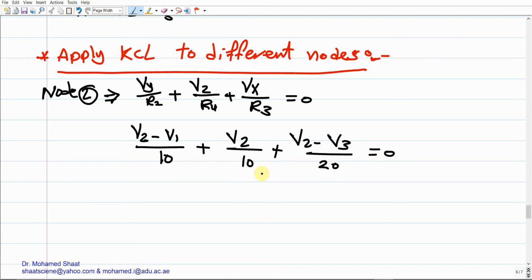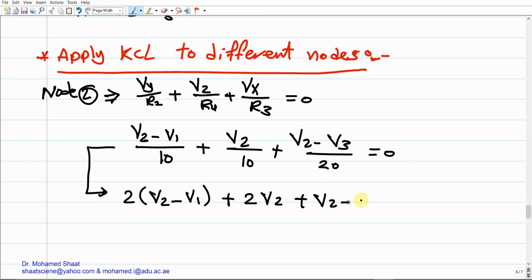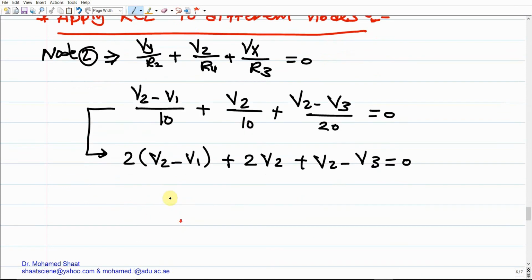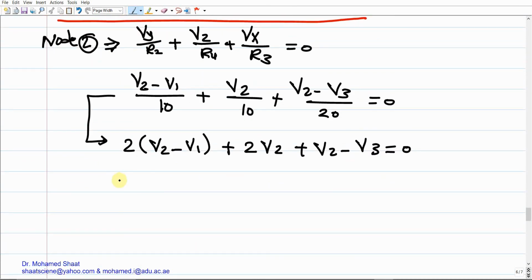Make sense? To solve this equation, it is better to multiply all the terms by the highest denominator value. The highest denominator value here is 20, so multiply all of these terms by 20. We can rewrite this equation as 2(V2 minus V1) plus 2V2 plus (V2 minus V3) equals 0. Make sense? So we can arrange this equation, ideally with coefficients in order: V1, V2, V3.